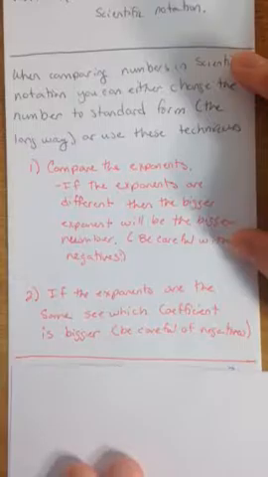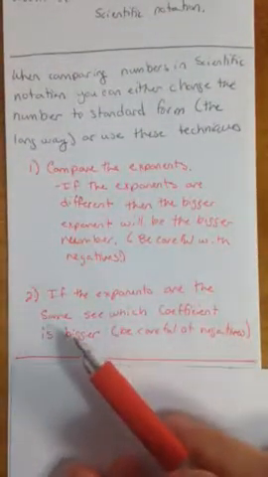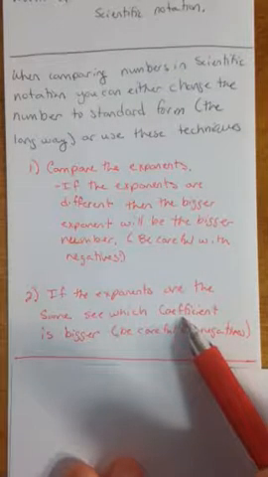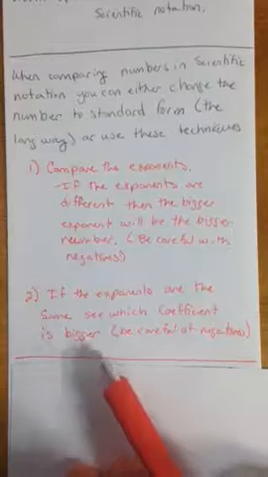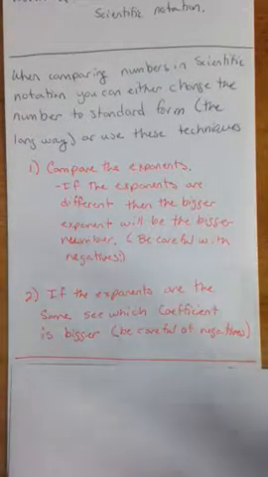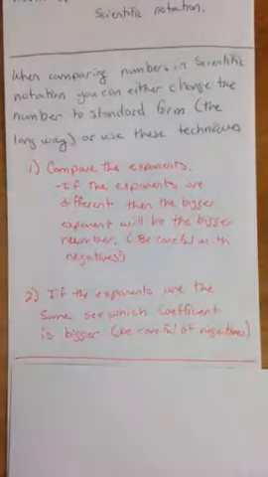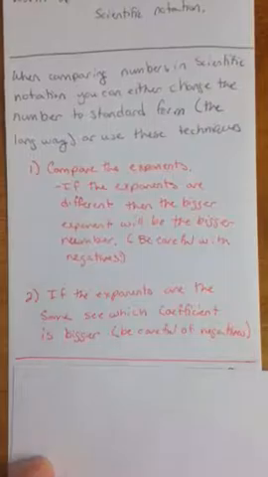The second technique, which we're going to talk about in actual examples in a second: if the exponents are the same, then you look at the coefficient, which remember is the number in front of the times 10 to the whatever exponent. Whichever number is bigger in the general sense, that's the bigger number overall. And again, still be careful of those negative numbers.